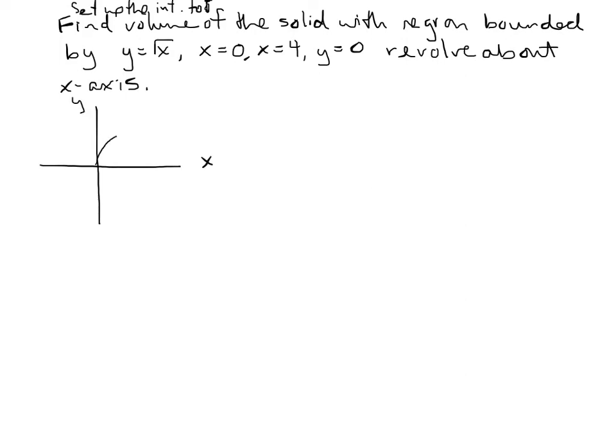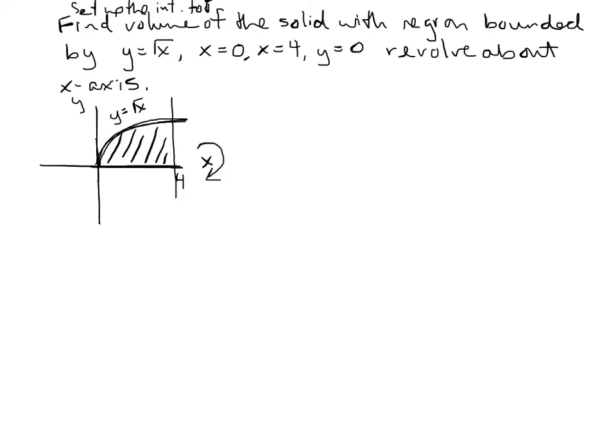We've got y equals root x. It looks like that. X equals 0 is going to be our y-axis there, and y equals 0 is the x-axis. And then x equals 4 would be right there. So there's 4. And then I've got this function y equals root x. So I'm going to take this whole region right there and revolve it about the x-axis.